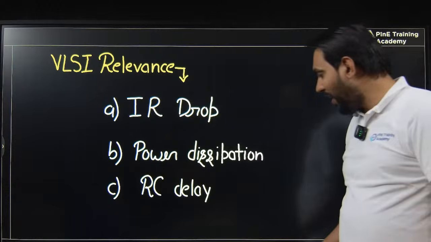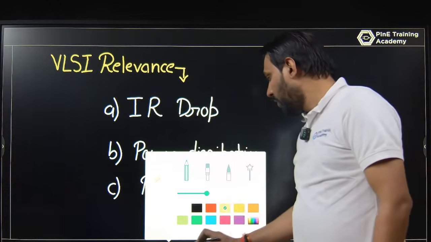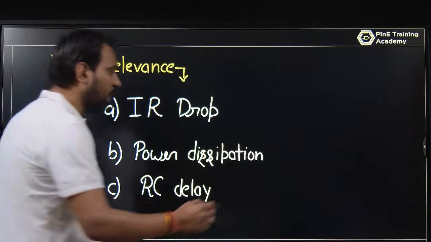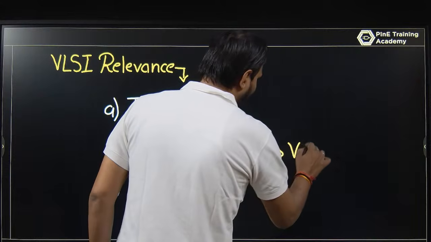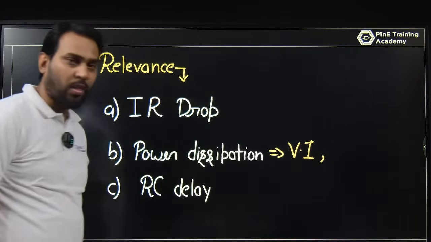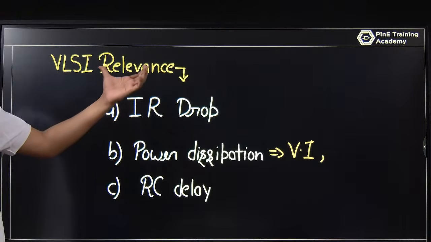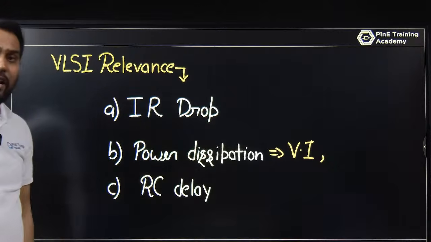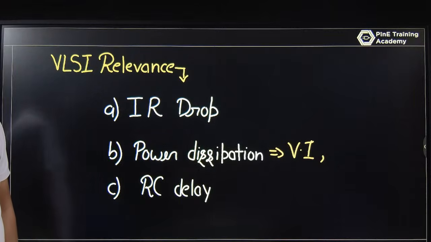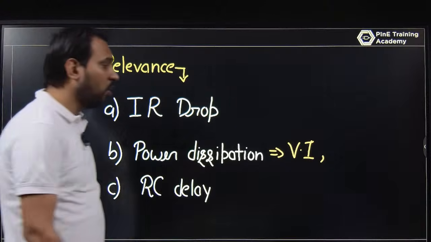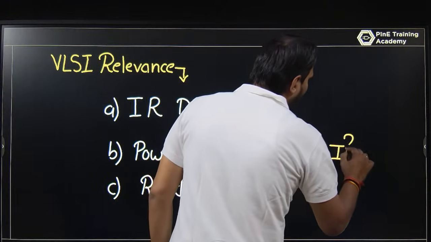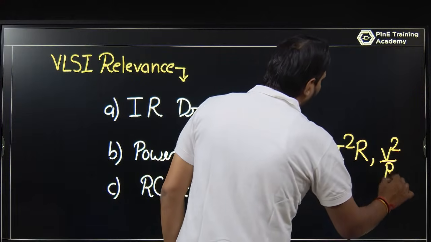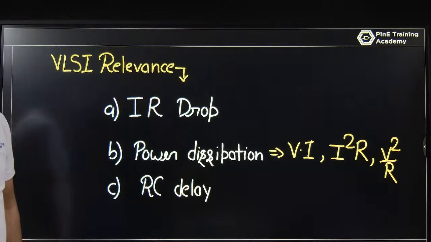What is the meaning of power dissipation? If you know the voltage and the current, you can use the basic V into I, that is power dissipation. If you know the voltage across any element and the current through this element, you can determine V into I and determine the power dissipation. Similarly, if you have only current, you can use I square into R. If you have only the voltage across the resistance, you can use V square by R.